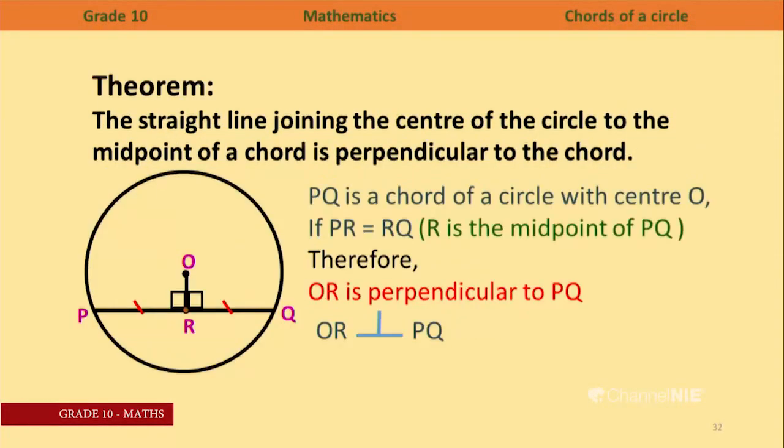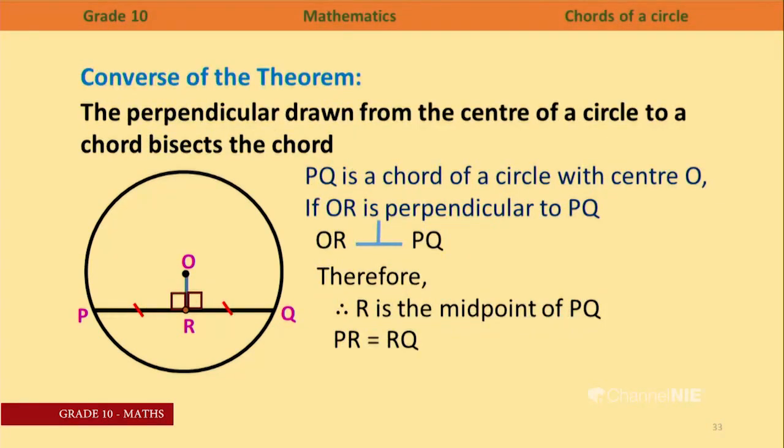So using a diagram also we can understand that. PQ is a chord of the circle with the center O. If PR equals QR, therefore we can say OR is perpendicular to PQ. And the converse of the theorem also I can show using a diagram. PQ is the chord of the circle with the center O. If OR is drawn perpendicular to PQ, therefore we can say R is the midpoint of the PQ chord. Then PR is equal to RQ.